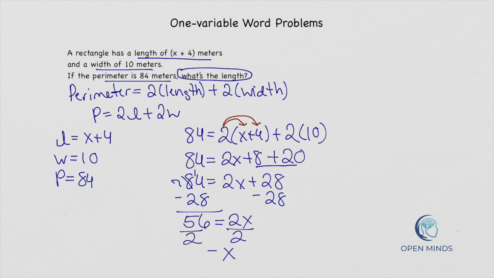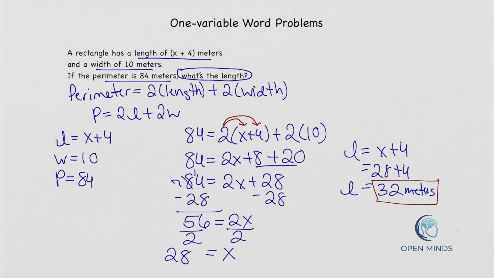And 2 goes into 56 28 times. All right. And so from here, we are given the value of x, but we are looking for the length, which is represented by the expression x plus 4. So we're going to plug in 28 in place of x. So length equals x plus 4. So 28 plus 4 is equal to 32. So that means that the length of the rectangle is 32 meters.